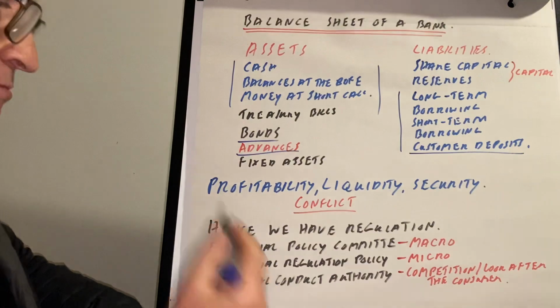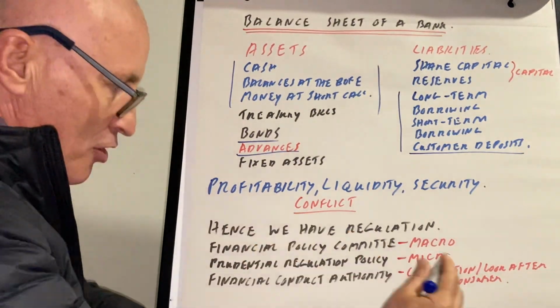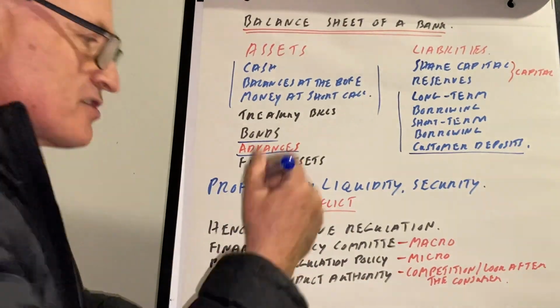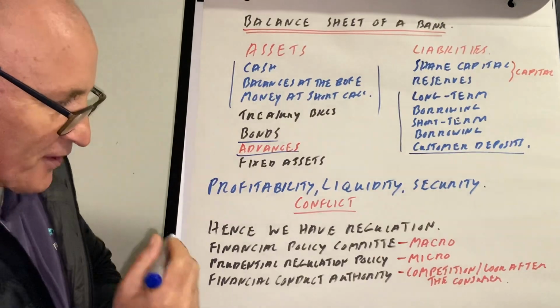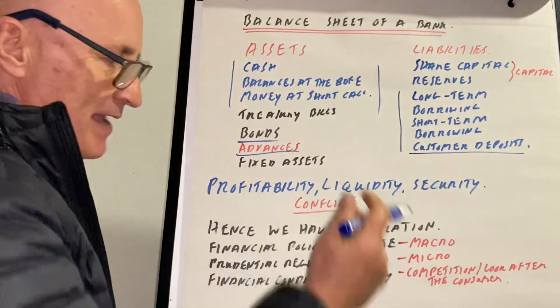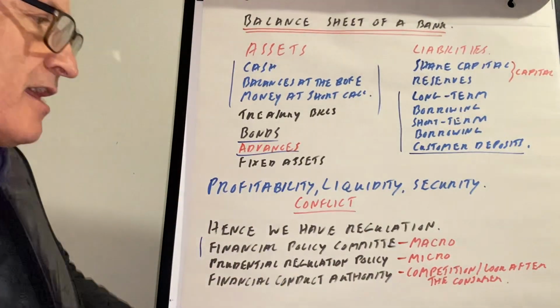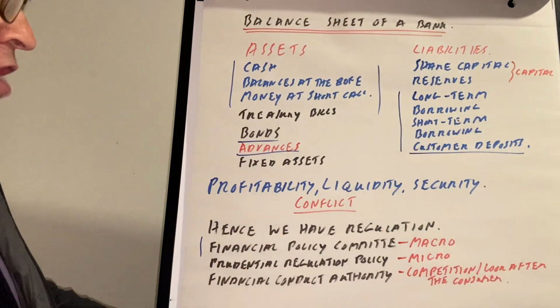Hence we have regulation. Remember, the Financial Policy Committee is the macro part, the Prudential Regulation Authority is the micro part, and the Financial Conduct Authority is independent of the Bank of England, which is these two things here. They look after competition and look after the consumer.